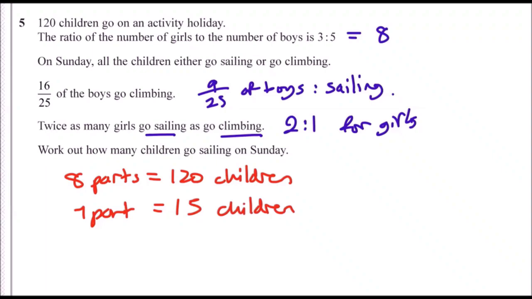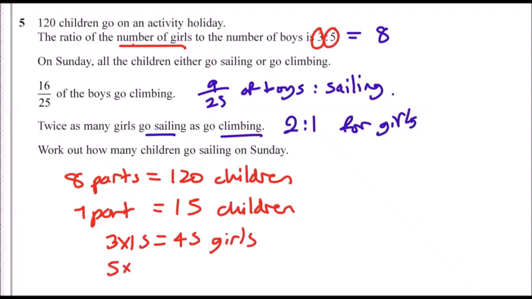So therefore, we can see that 3 parts, which represents the number of girls, must be 3 times 15. So 3 times 15 is 45 girls. So that's how many girls there are. Therefore, the 5 parts are for the boys. So 5 times 15 is 75 boys. And yeah, looks like we're almost done. So remember, we're only interested in how many children actually go sailing, yeah?